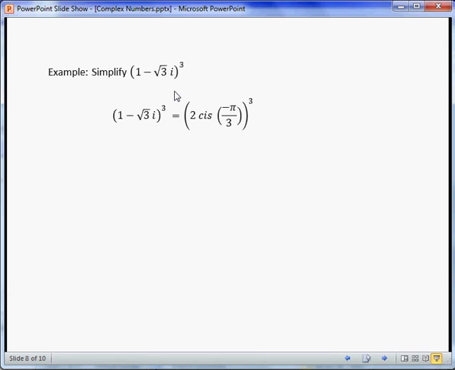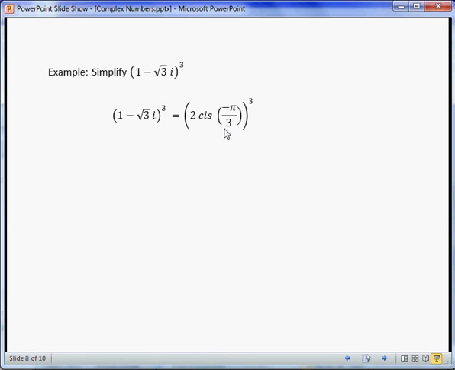Instead, I'm going to say, okay, root 3 squared plus 1 squared is 4, square root of 4 is 2, that's my r. Negative root 3 over 1, if we take the tan of that, we get negative pi on 3. So that's my complex number in cis form.